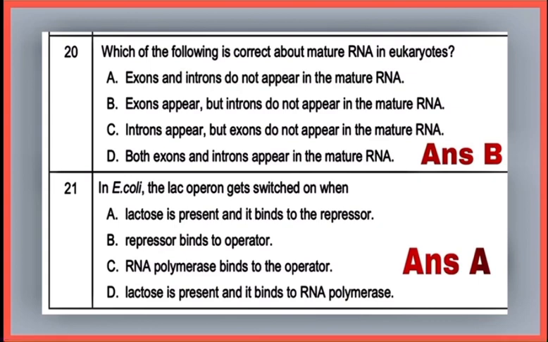Question 20. Which of the following is correct about mature RNA in eukaryotes? Option B. Exons appear but introns do not appear in mature RNA. Question 21. In E. coli, the lac operon gets switched on when option A: when lactose is present and it binds to the repressor.